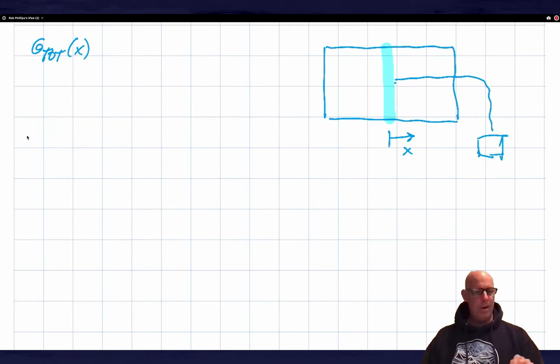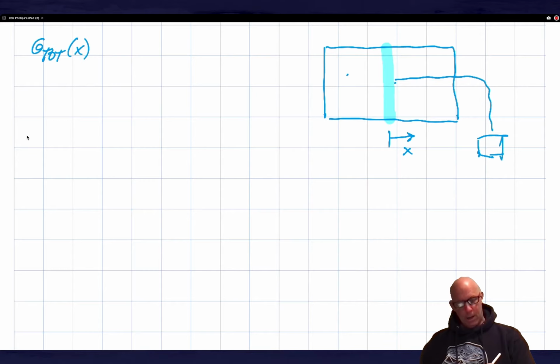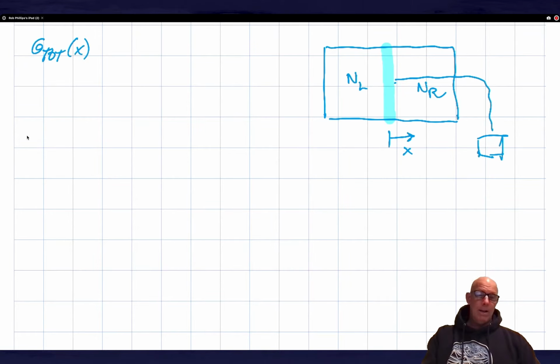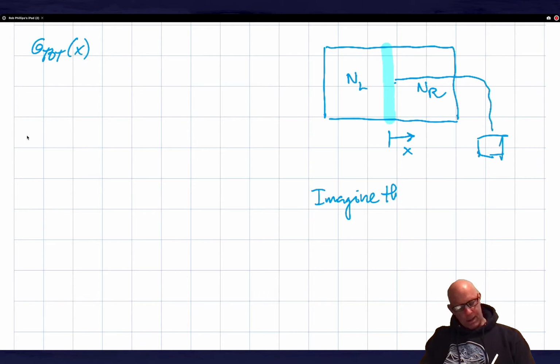It's going to move by some amount x, and I'm imagining that on this side there's N_L ligands, and on this side there's N_R ligands, for left and right. And let's imagine that N_L is larger than N_R, for example. So that means that the pressure. Oh no! In fact, we want to lift the weight. So we want to imagine that N_R is greater than N_L.